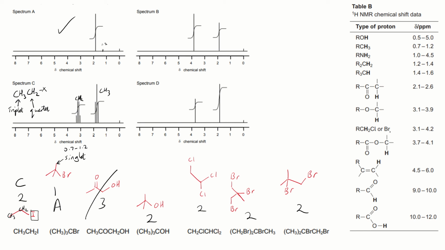CH2, we've got in the table here chlorine or bromine. Iodine's electronegative as well, so we can guess that it would be in a similar range, the 3.1 to 4.2, which it is. So it's a bit less electronegative than these two, which is why it's down at that lower 3.1 end.